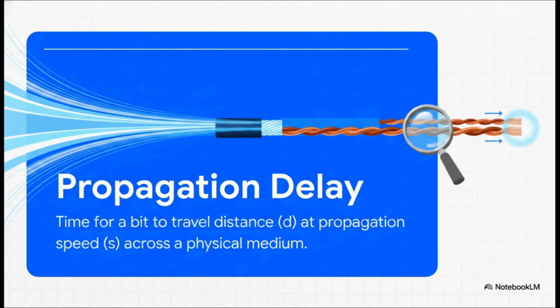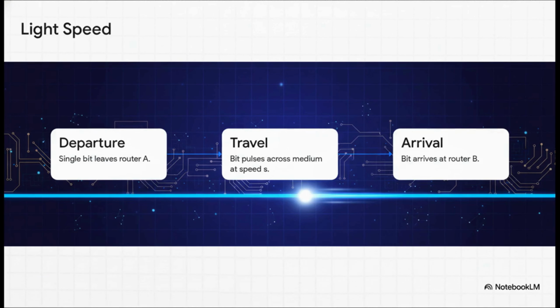And here, the speed is determined strictly by the physical medium. We're talking fiber optics or twisted pair copper wire. The speed operates at just under the speed of light, roughly 2 to 3 times 10 to the 8th meters per second. Fast, right? Picture a single pulse of light just zipping across a dark fiber optic cable buried underground.